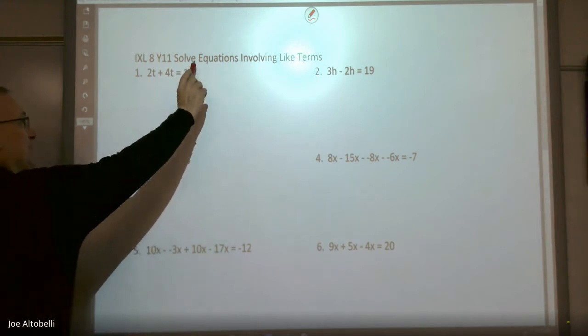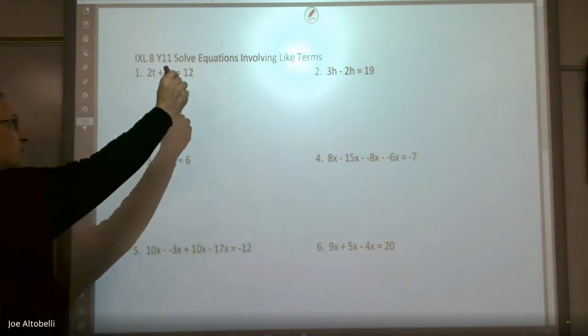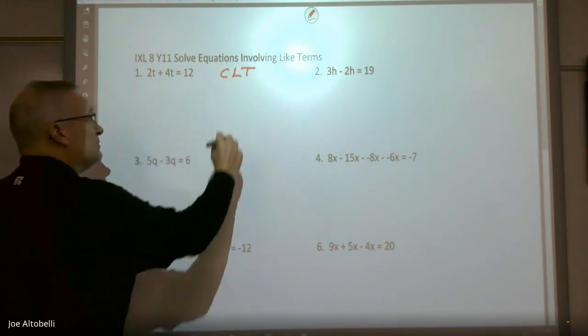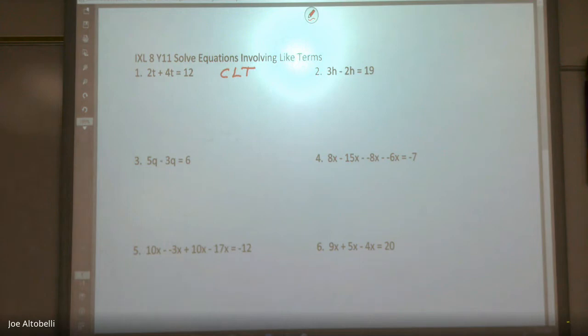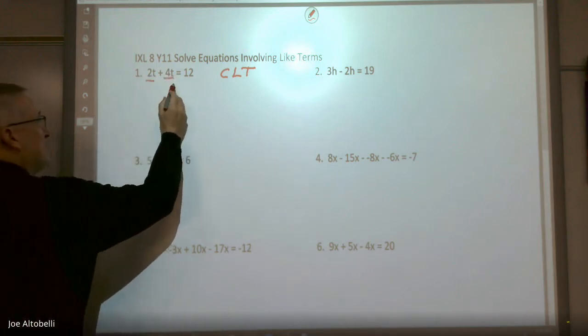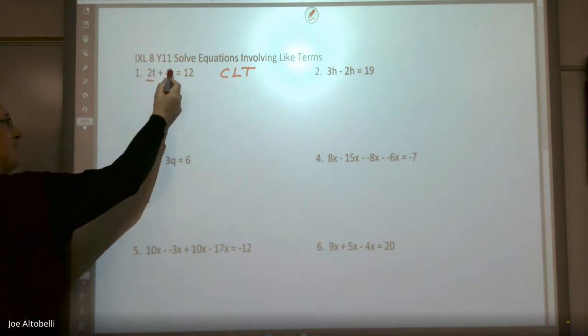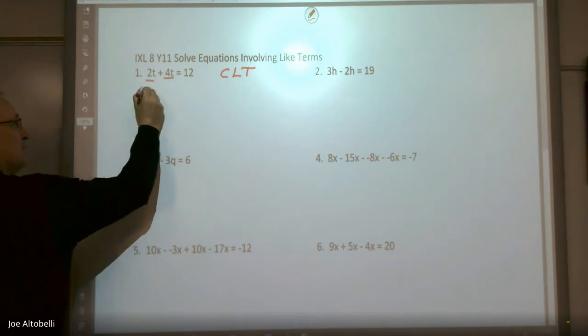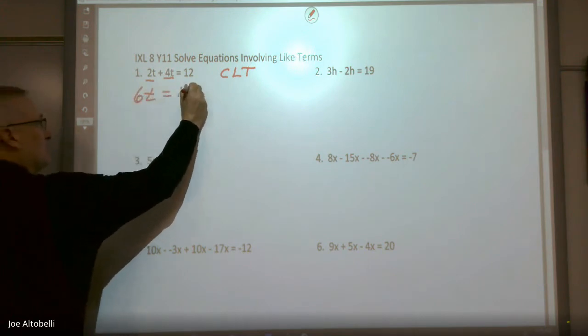It says solving equations involving like terms. So what we're going to do is combine like terms first. Now, you can only combine like terms if they're on the same side of the equal sign. Okay? So this 2t and 4t are on the same side. They are like terms, so now I can combine those, and that is 6t equals 12.